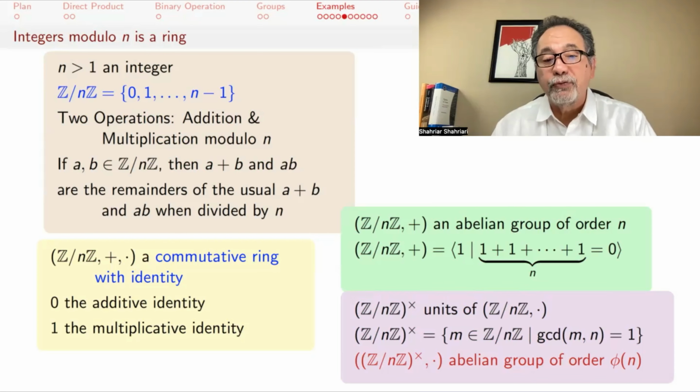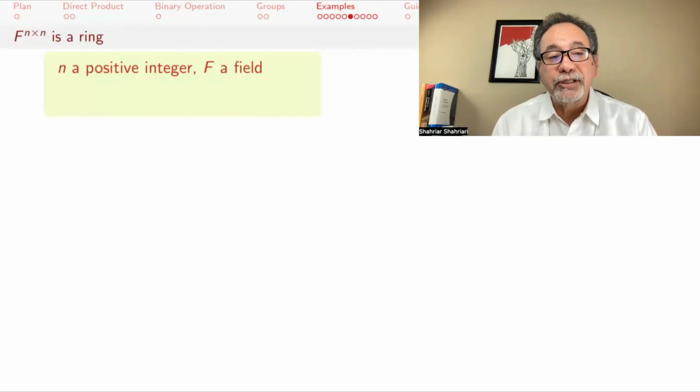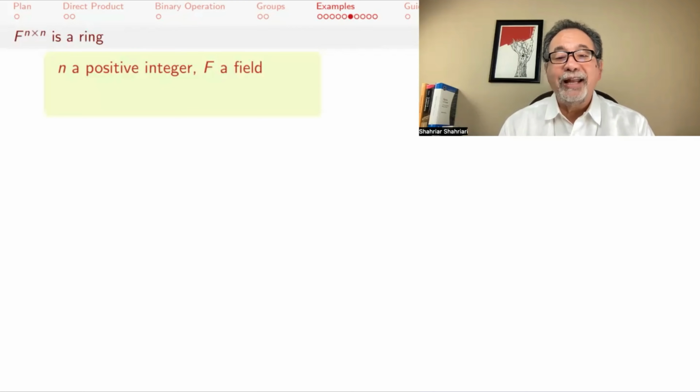These are examples of groups. Both Z mod nZ with addition and the group of units of Z mod nZ are very good groups to get to know. Now let's talk about matrices. Start with a positive integer and a field.